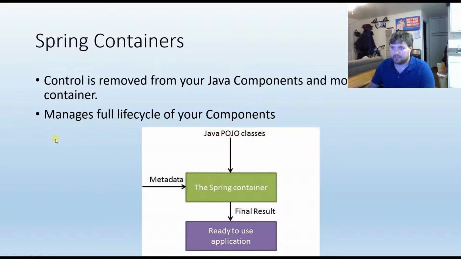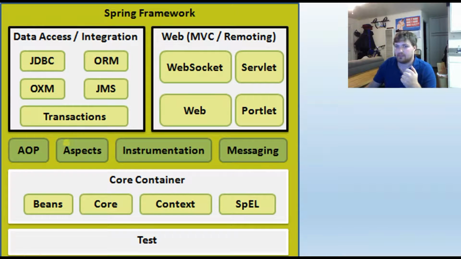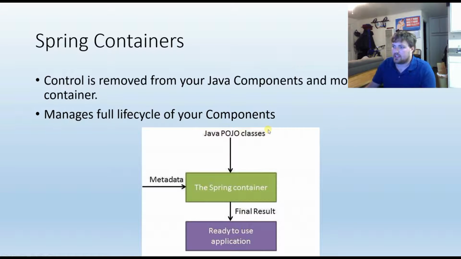A Spring container manages the full life cycle of your components. No longer are you required to be building your components, constructing them, and passing in all the things that they might need. Instead, the Spring container is going to take that for you. In this diagram we show that we have our plain old Java objects that you're writing, and then you put those through a Spring container. We're going to talk about the two types next. The metadata and configuration that you provide, combined with your POJO classes, is going to give you your ready-to-use, fully functional application.